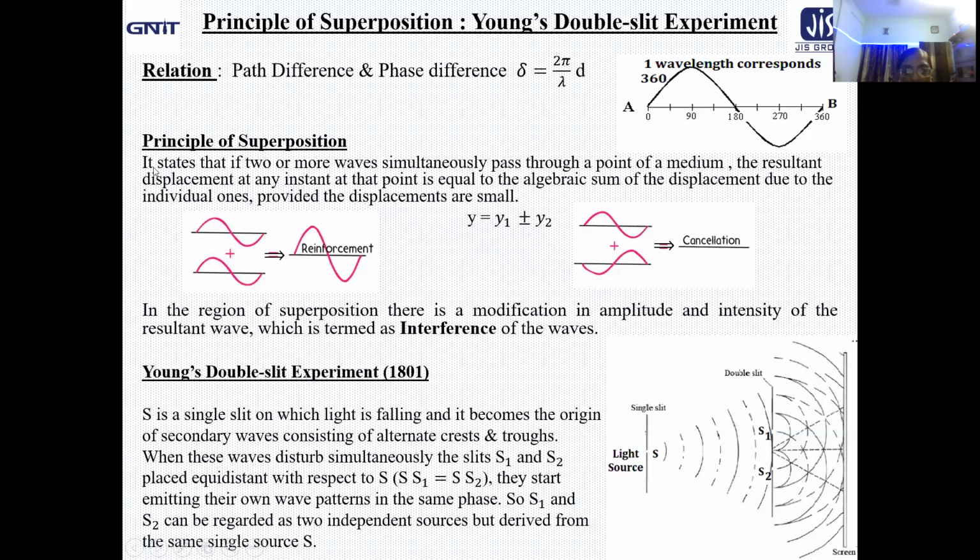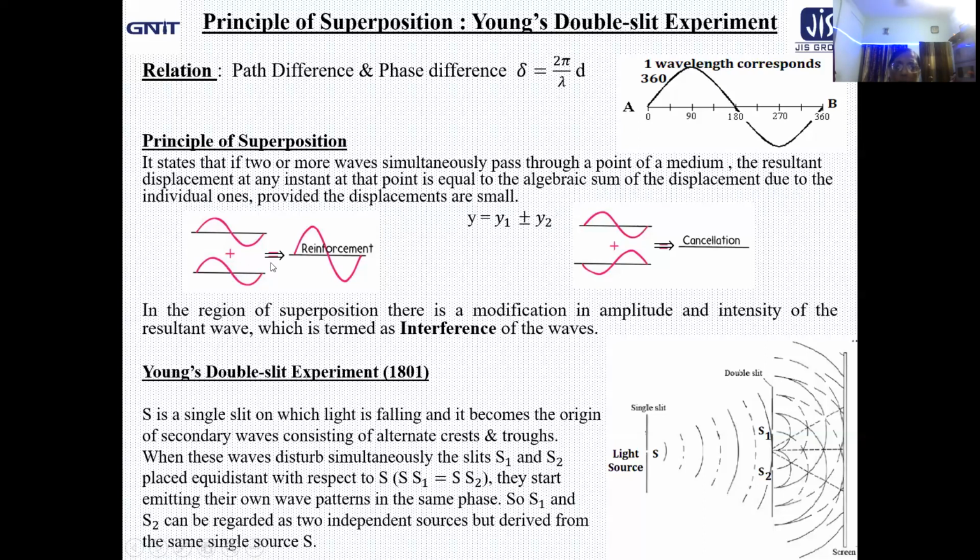What about the statement of the principle of superposition? It states that if two or more waves simultaneously pass through a point of a medium, the resultant displacement at any instant at that point is equal to the algebraic sum of the displacements due to the individual waves, provided the displacements are small. Obviously, it is a condition that displacements must be small enough so that it happens.